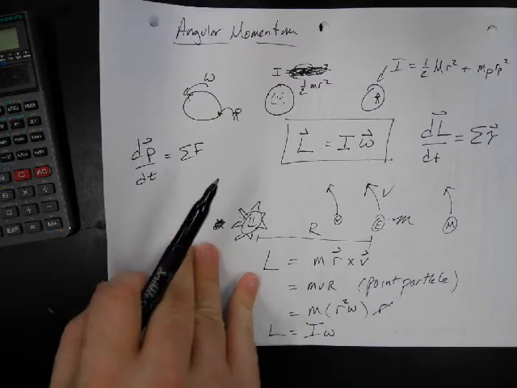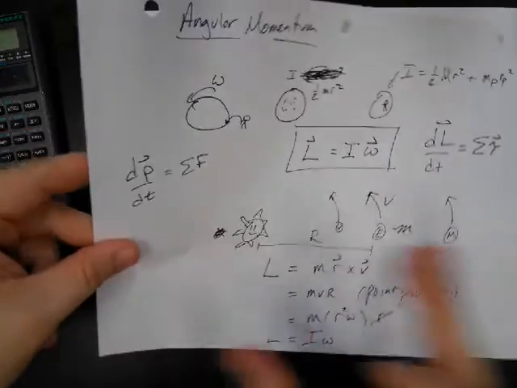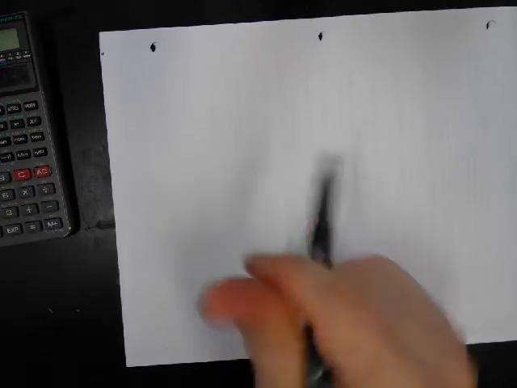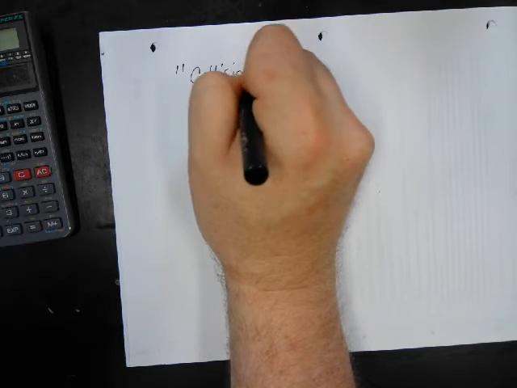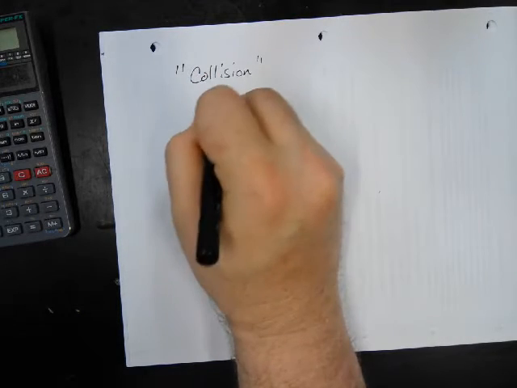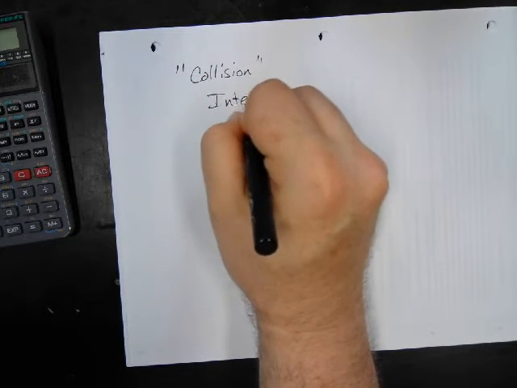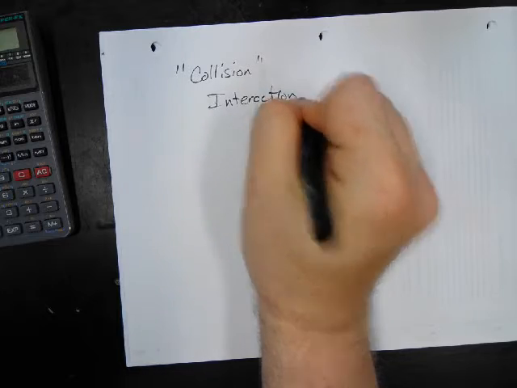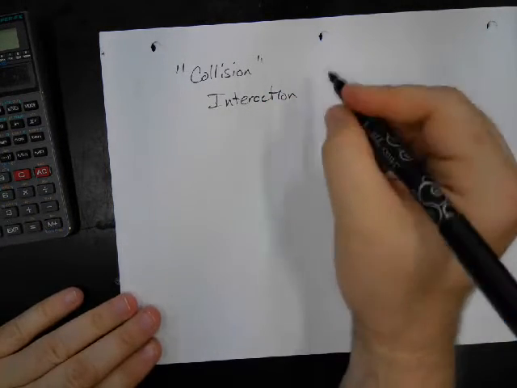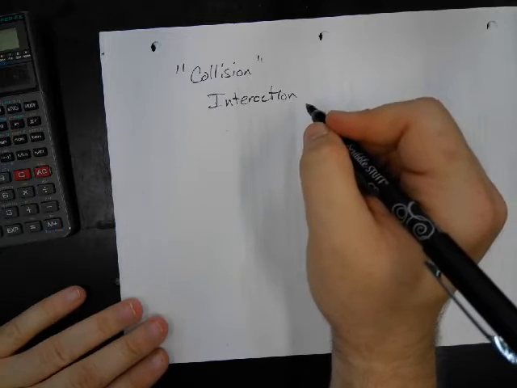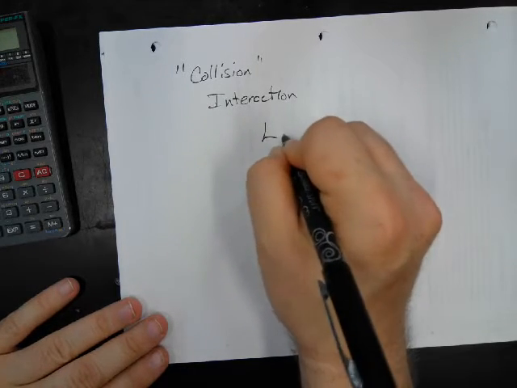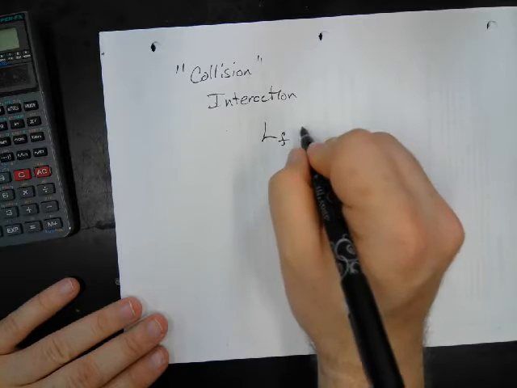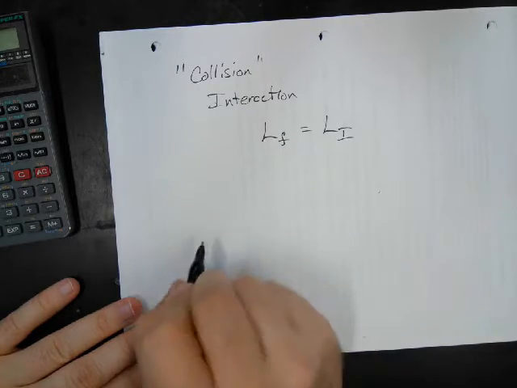So what does this mean? Well, it means that if we have a collision, all right, that is an interaction, then there's two things in the system that are interacting. What you will end up with is the final angular momentum equals the initial angular momentum.